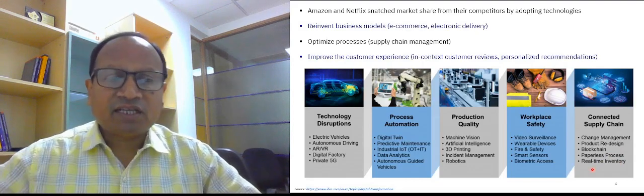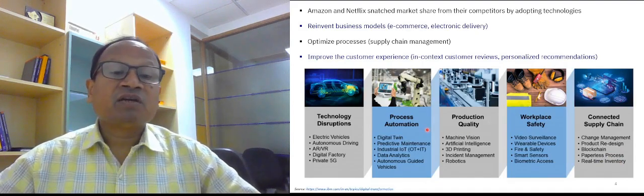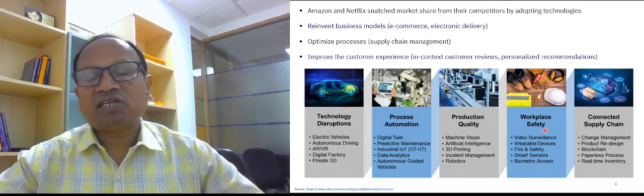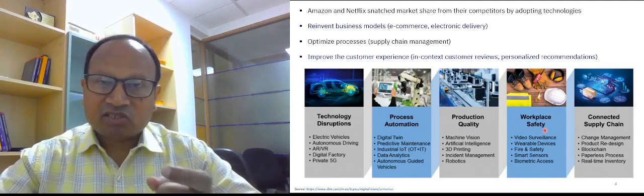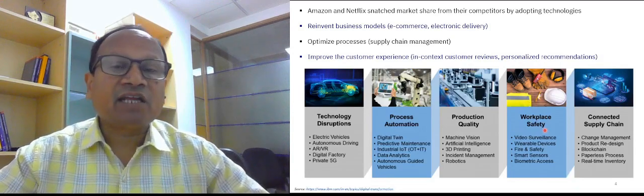So as you can see, from technology disruption to process automation, production quality, workplace safety and connected supply chain, employees, customers, and the enterprise are all going to have a different, innovative and great experience.